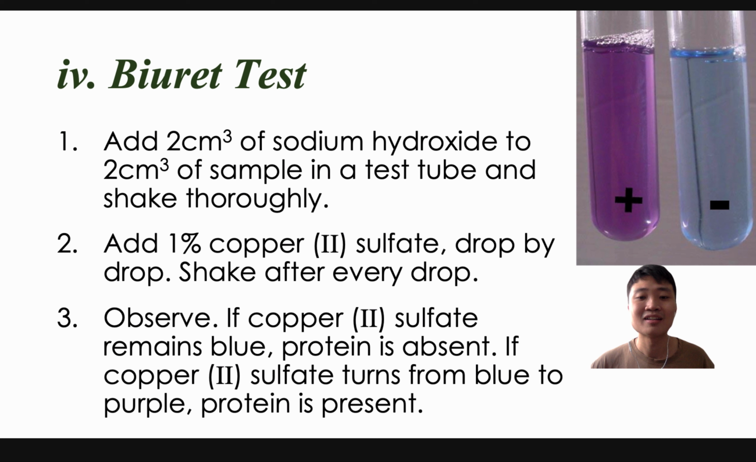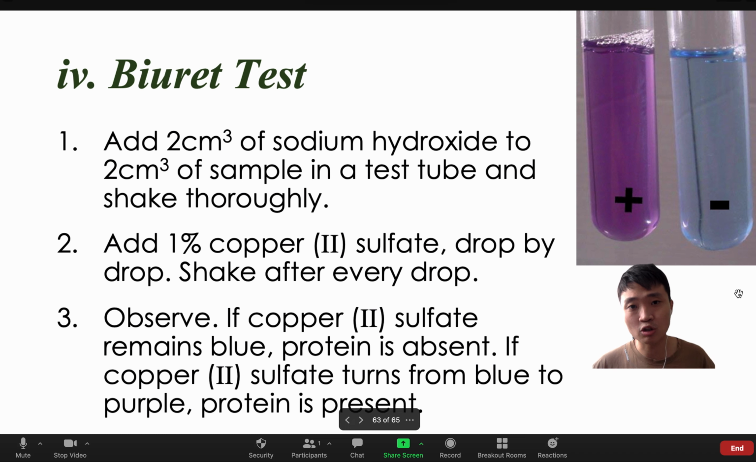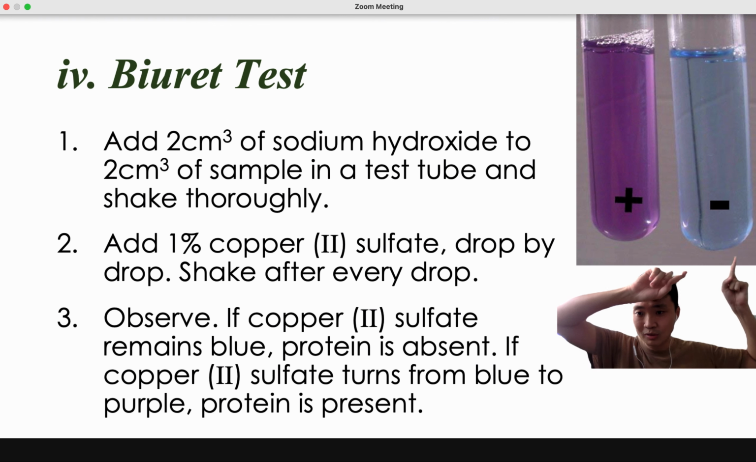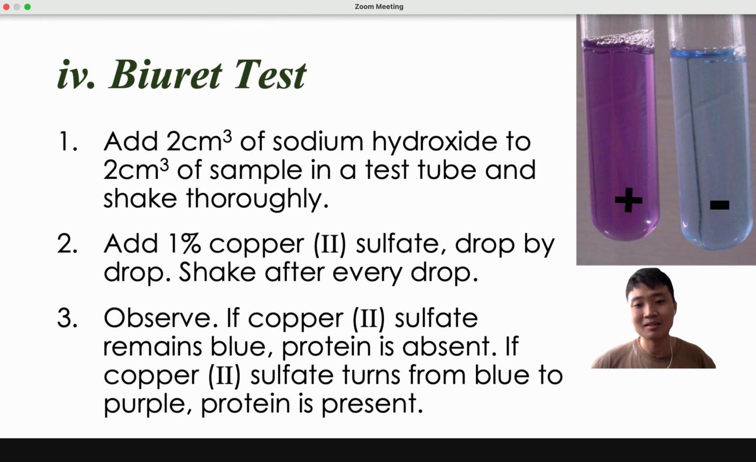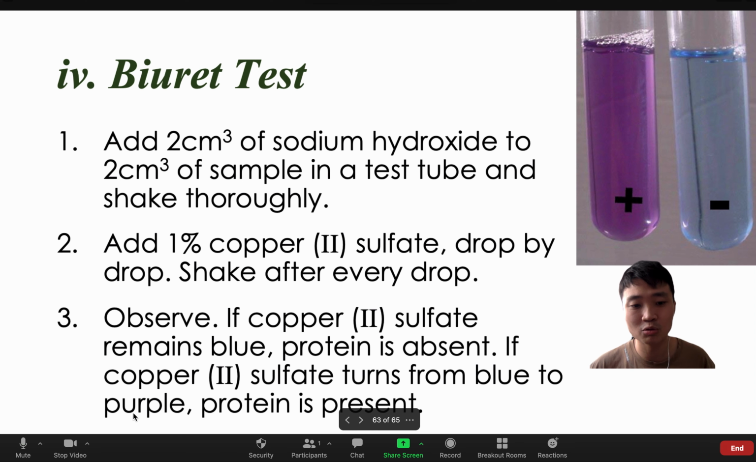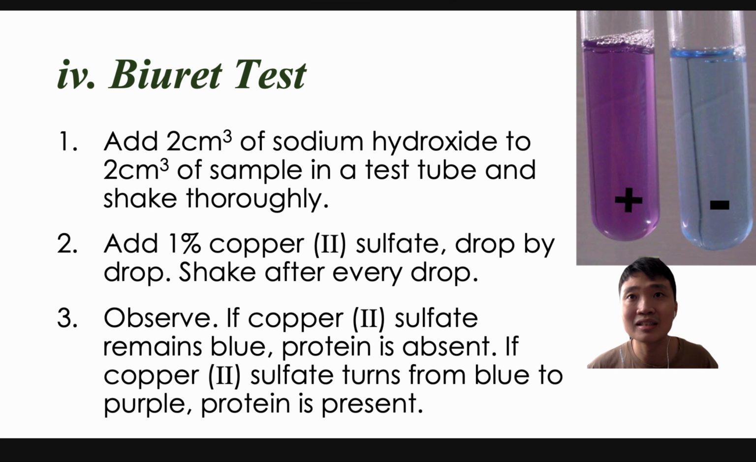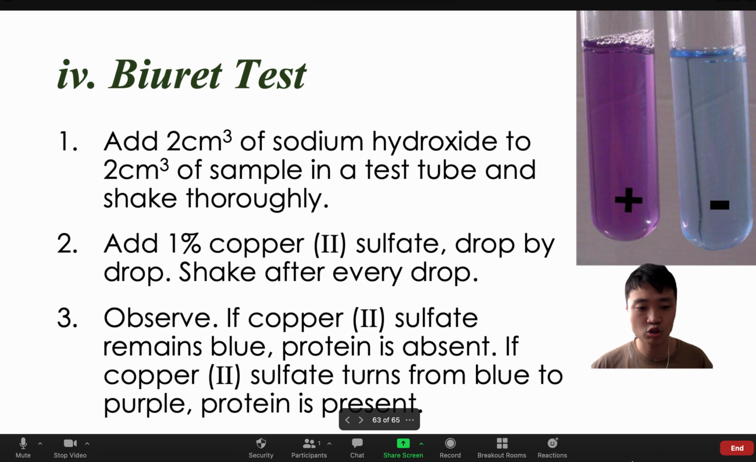Okay, then you observe. If let's say the copper 2 sulfate solution remains blue like that of this one, the protein is absent. Okay, just write protein will be absent. But if the copper 2 sulfate turns from blue to violet, so in this case here, purple, please go and strike off purple, go and put violet, then protein will be present.